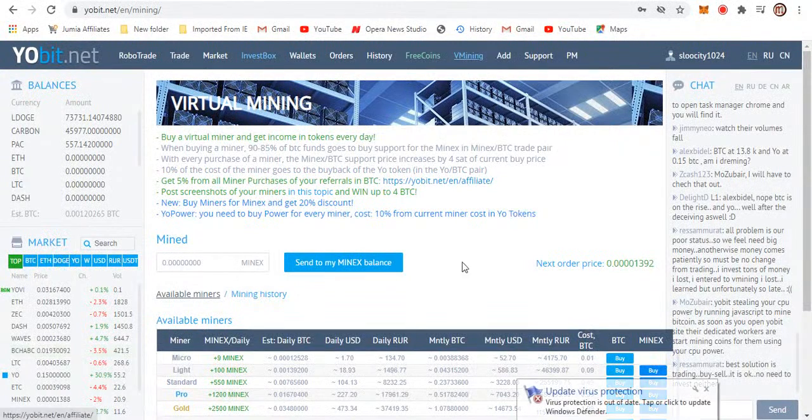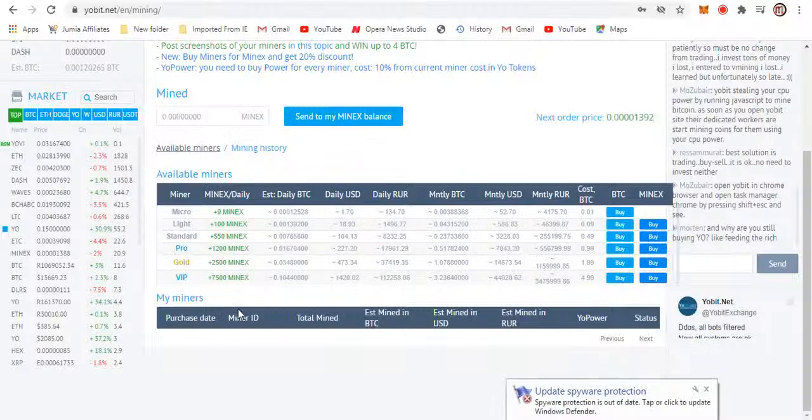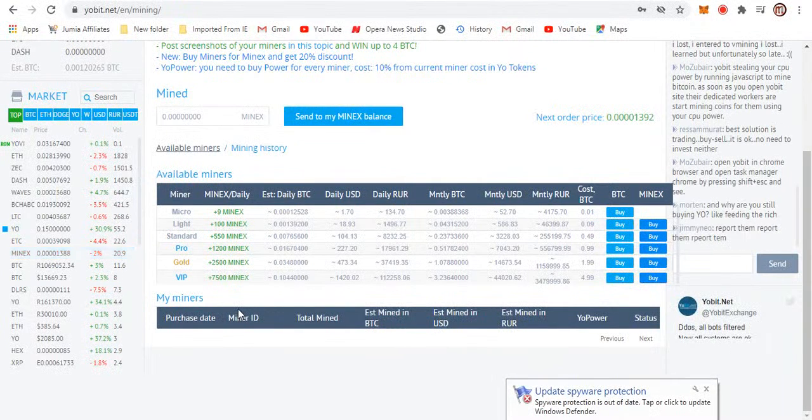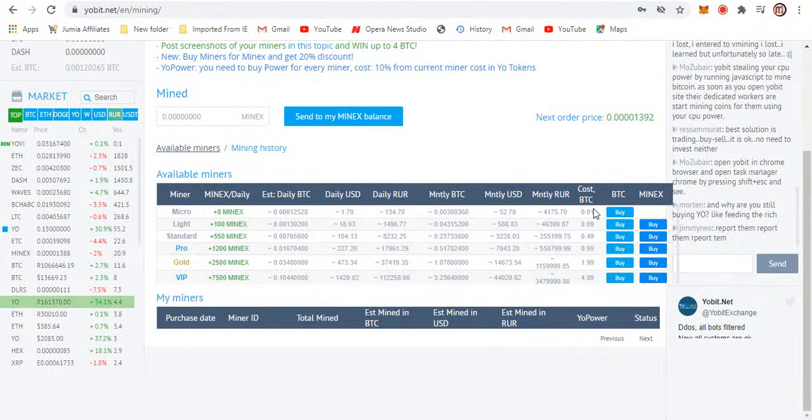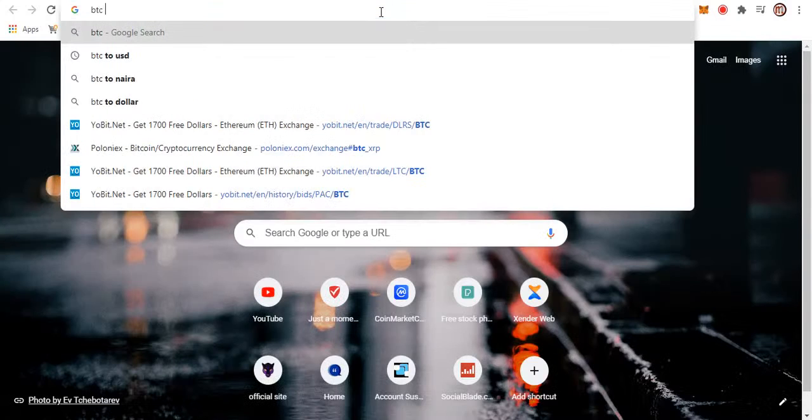Now, back to the V mining, there are different mining packages. We have about six of them. We have the micro, the light, the standard, the pro, gold, and VIP. Now we are going to check how much it costs to join a single program, what the return is, and what the margin for our interest is. To join the first pack, which is the micro pack, you need about 0.01 BTC. So we are going to head on to Google to convert our BTC to USD.